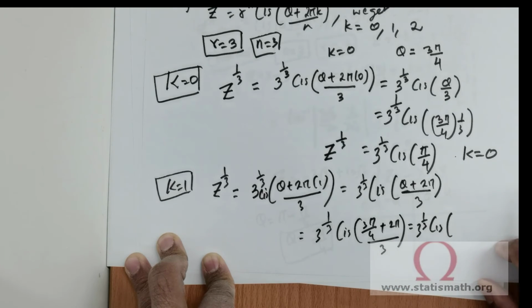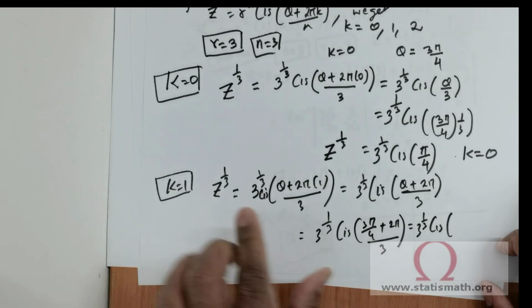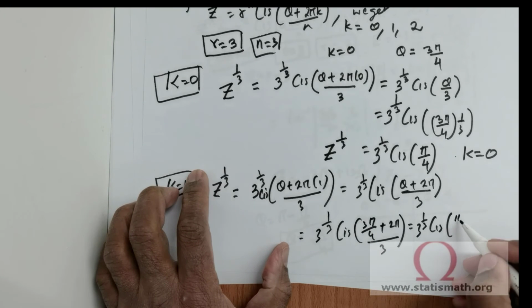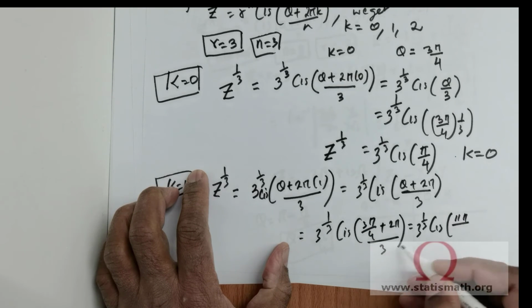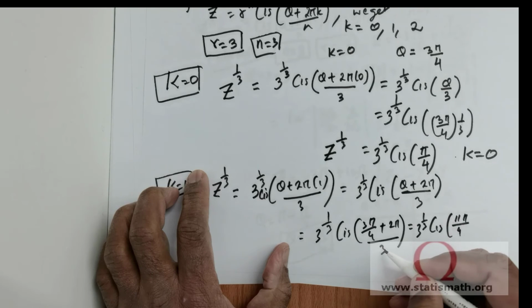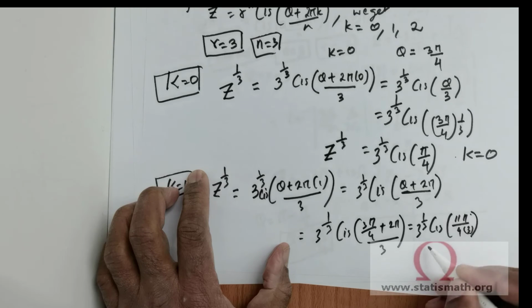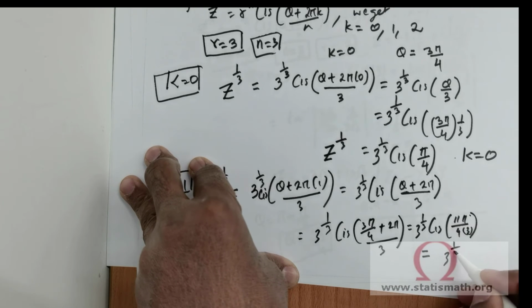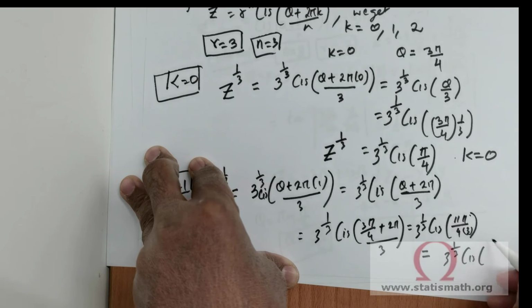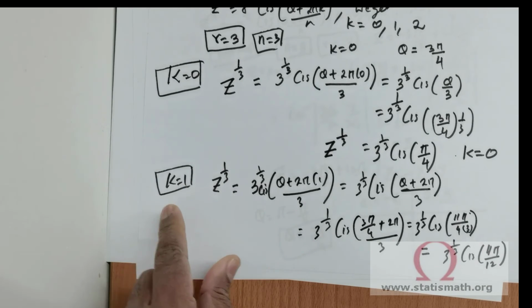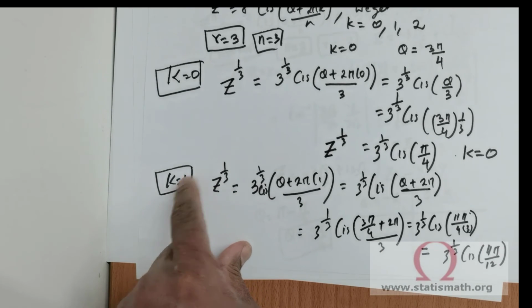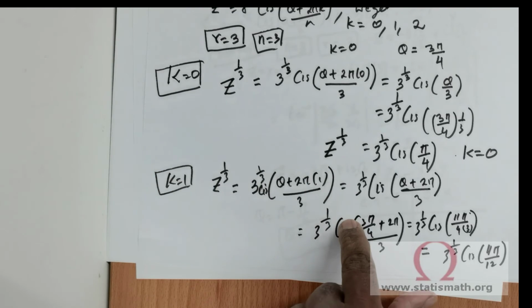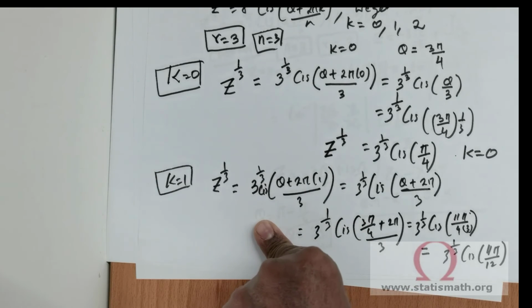Now this is equal to 3 raised to the power 1 over 3 cis of, 4 times 2 is 8. 8 added with 3 pi would give me 11 pi, 11 pi divided by 4. There is a 3 there, so you need to place that 3 also. So this can be rewritten as 3 raised to the power 1 over 3 cis of 11 pi divided by 12. So this is the value that I'm getting. This is the second root. This is the first root, second root, and we've got one more to go. That would be the third root.